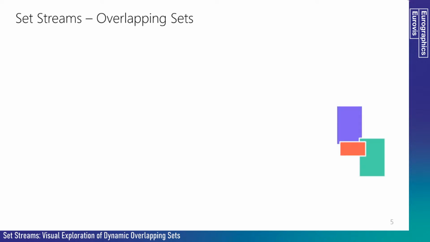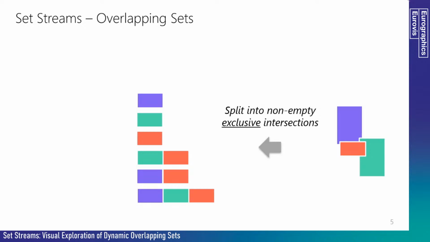To be able to represent the sets as streams, we first need to find a solution for how we deal with the overlaps. The idea is to split the overlapping sets into exclusive intersections. These intersections are shown here as rows with combinations of colors, indicating which of the three original sets contribute to them. We do not consider all possible intersections, but only the non-empty ones.